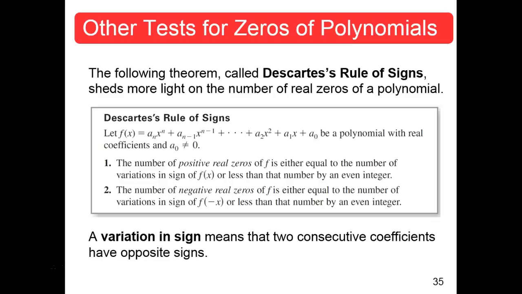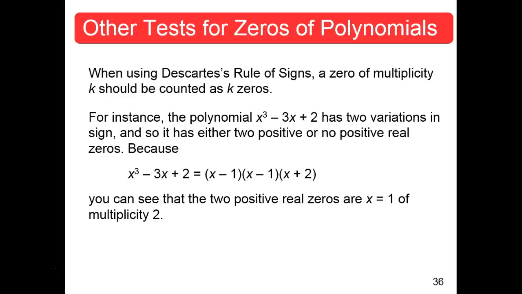Either this or that, or decreased by this. When you actually do them, I think you'll find they're much easier. When using Descartes' rule of signs, a zero of multiplicity k should be counted as k zeros. So the last one that we did, x equal 1 is a zero, but it was a double root, so you count it twice. X equal minus 2 was another zero, that's a negative.